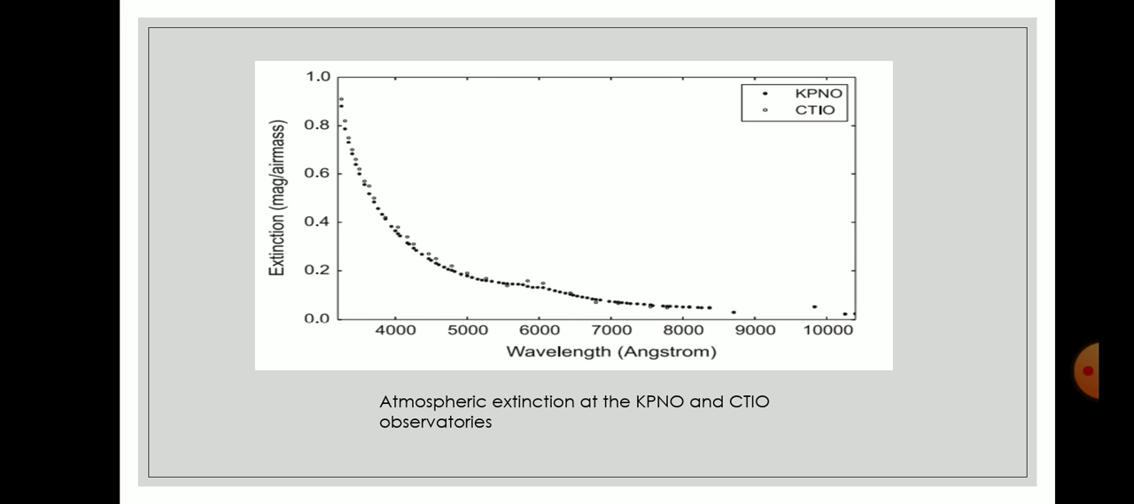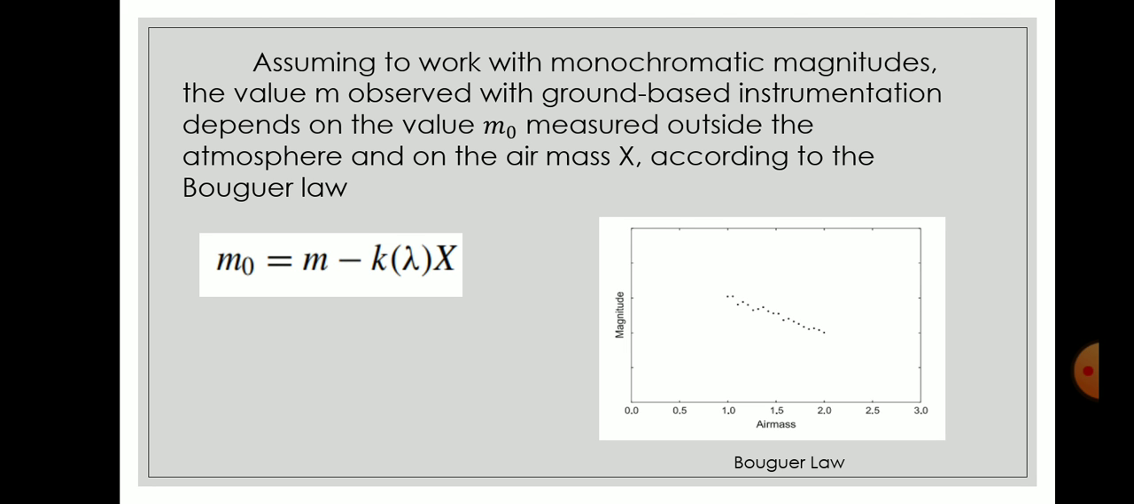The extinction in the optical region measured at two astronomical sites is shown in this figure. So we have here the atmospheric extinction at the two observatories. Assuming we work with monochromatic magnitudes, the value m observed with the ground-based instrumentation depends on the value m_0 measured outside the atmosphere and on the air mass x according to the Bouguer law, where k is the extinction coefficient, assuming to monitor a star at different air masses. The extinction coefficient is estimated by the slope of the straight line of the graph of the observed magnitude m against the air mass.